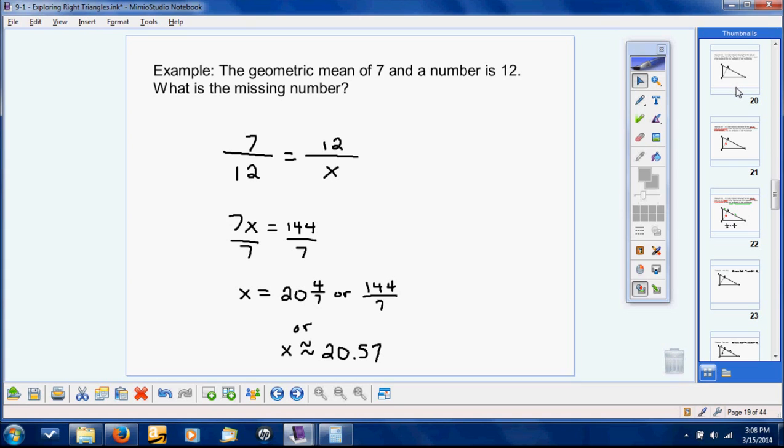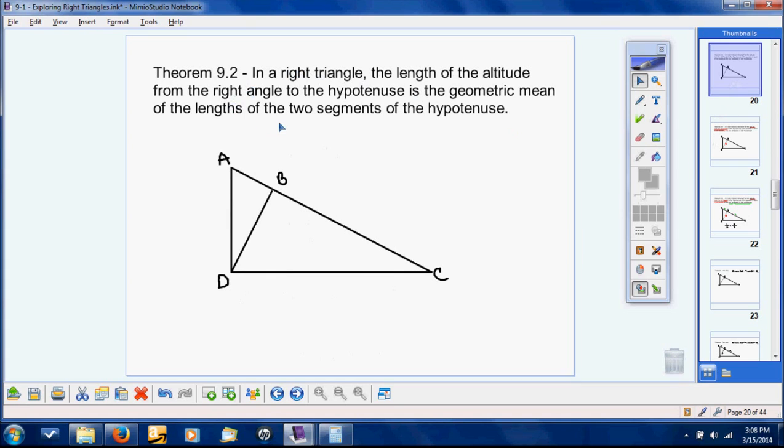Okay, so moving right along, we have a new theorem to talk about. It says, in a right triangle, the length of the altitude from the right angle to the hypotenuse is the geometric mean of the lengths of the two segments of the hypotenuse. So what I'm going to do right now is I'm actually going to take a minute and write that down so that I don't get too far ahead of you. So I'll be writing as you write.